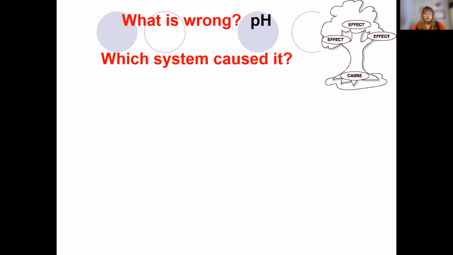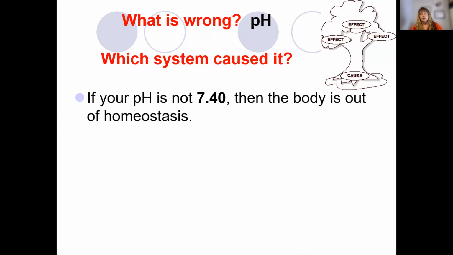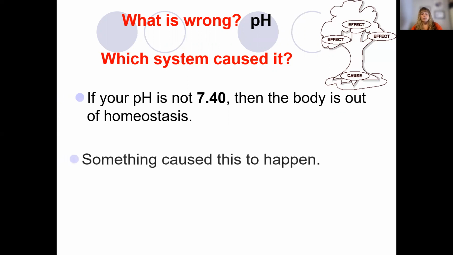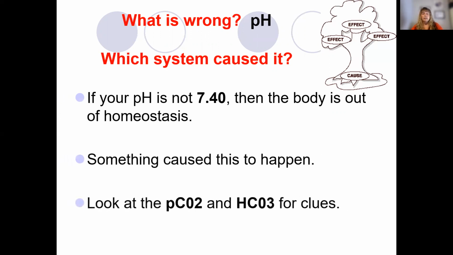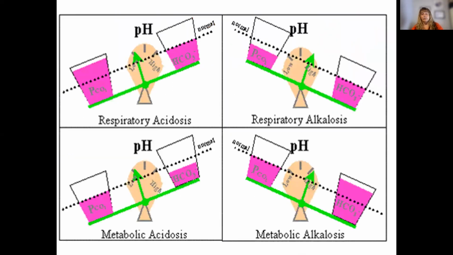So we talked about what is wrong with the blood gas. If something's wrong with it, you're going to look at the pH to decide if it's acidic or alkaline. We're going to talk about which system caused it. So if your body is not at 7.40, then the body is out of homeostasis and something in the body caused this to happen. So you've got to look at that PCO2 we talked about, and you've got to look at the bicarb for clues.